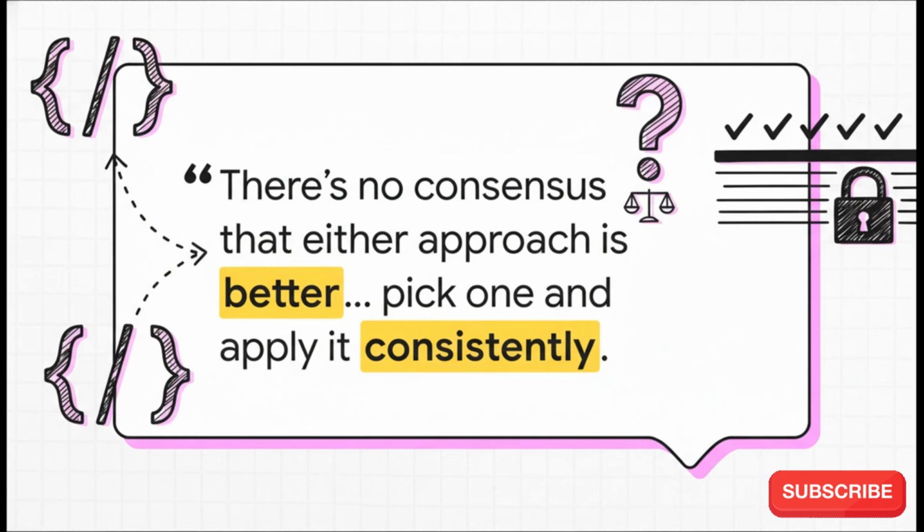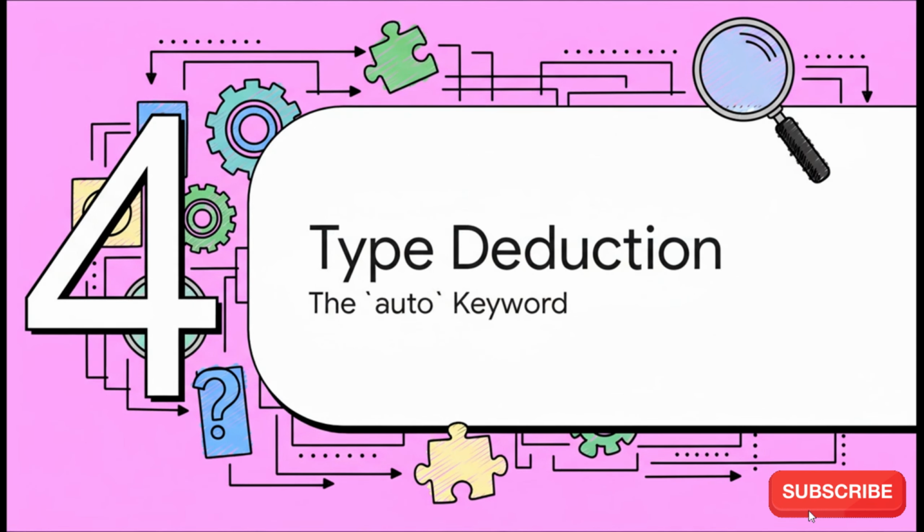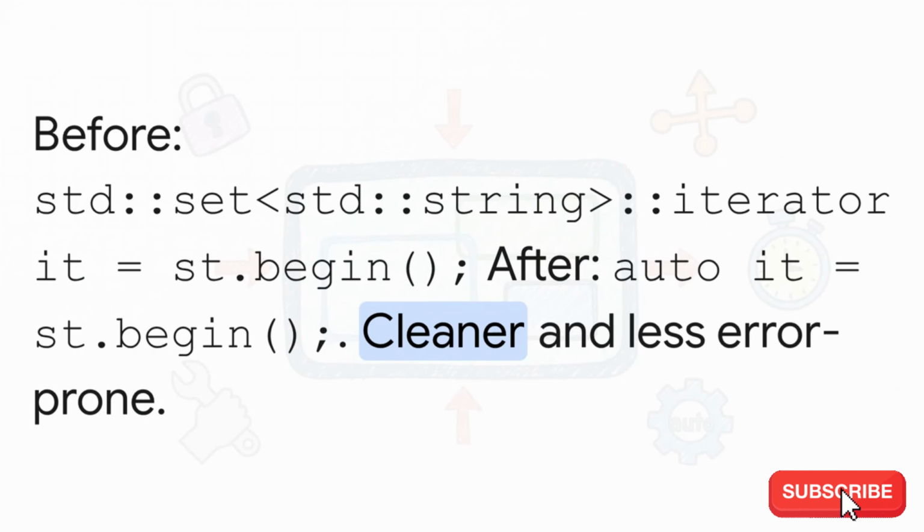In the end, consistency across a big project is often the most important thing. Okay, we've talked about specifying types and how to initialize them. Now let's talk about a modern C++ superpower that makes all of this even easier: the auto keyword. This thing is a game changer. It lets the compiler figure out the type of a variable for you, just based on what you initialize it with. I mean, just look at this example.